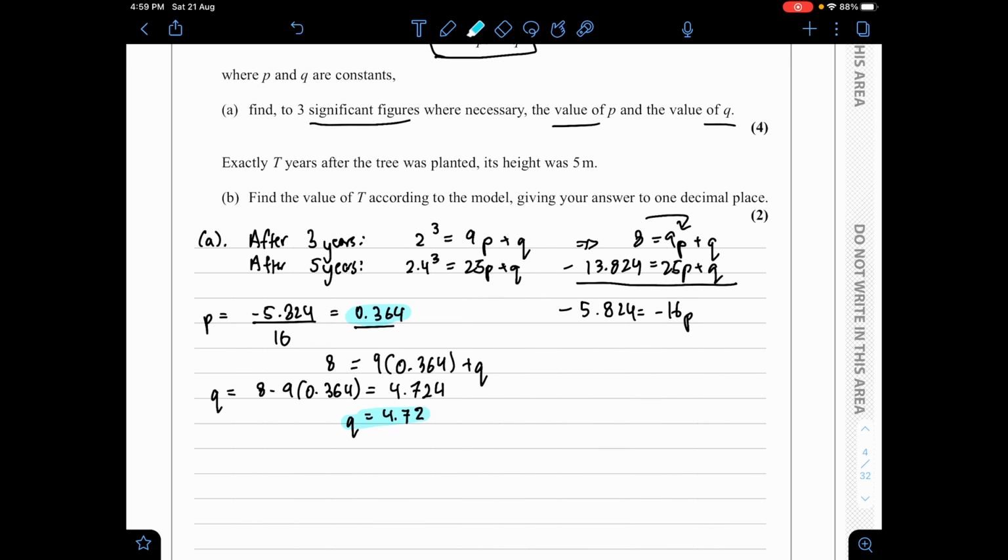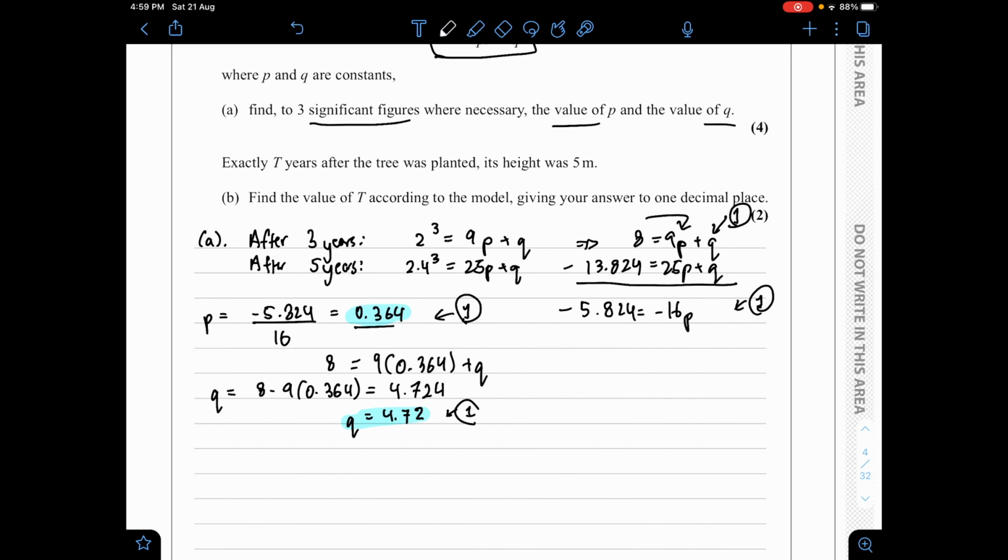So you get 1 mark for 4.72, 1 mark for stating this, 1 mark for this, 1 mark for getting to this calculation, the simultaneous one, and 1 mark for getting this equation right. Those are the marks.